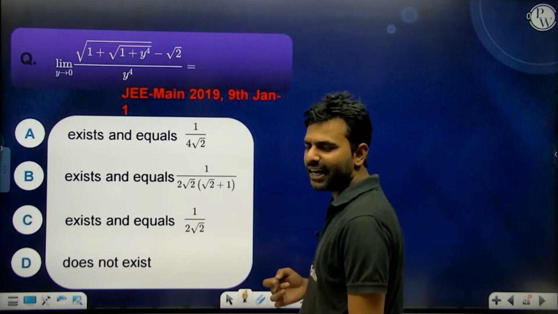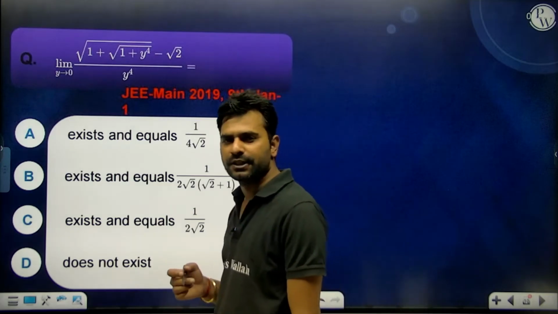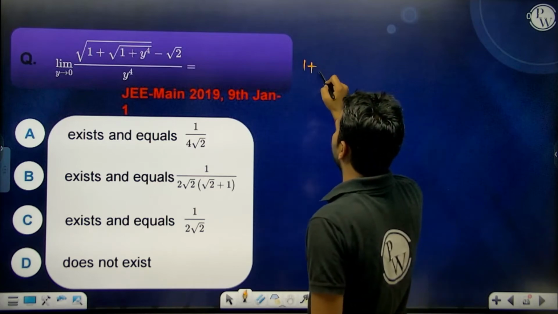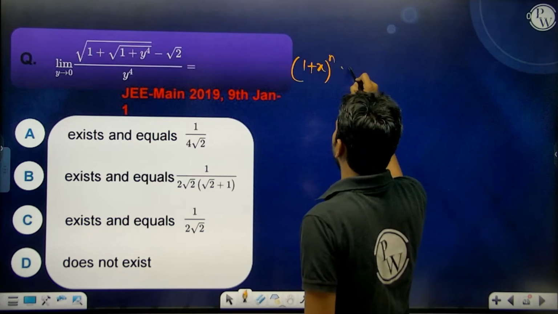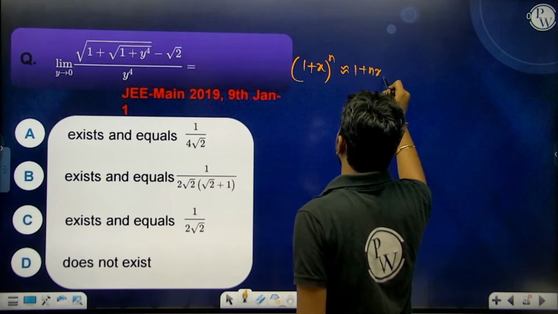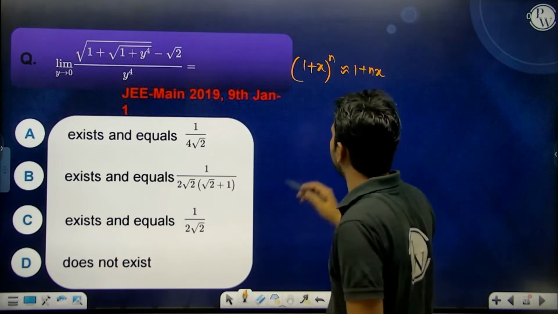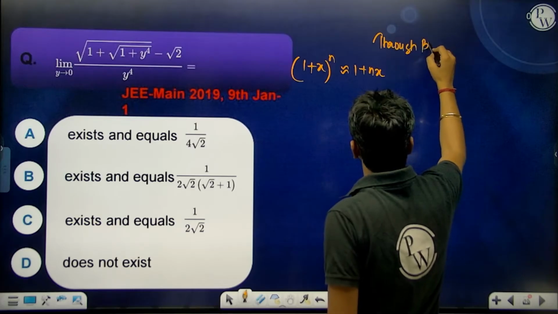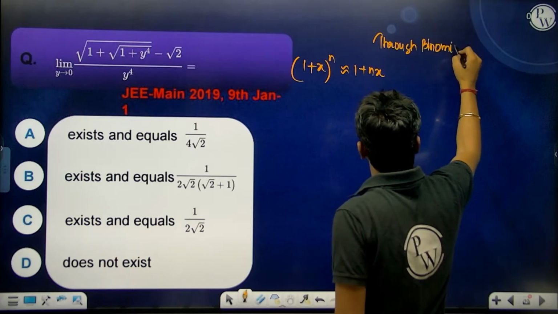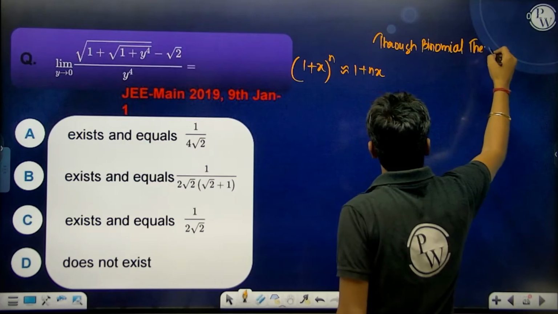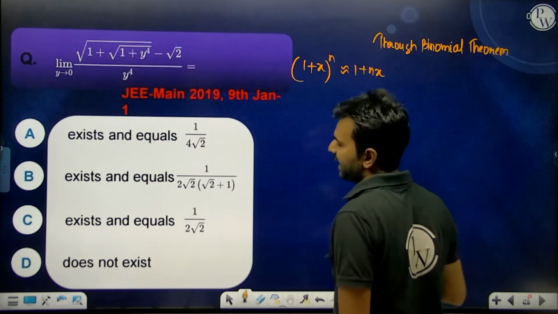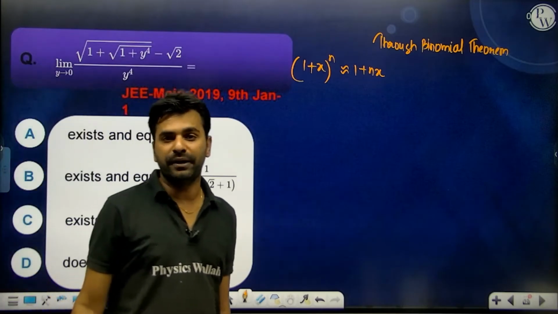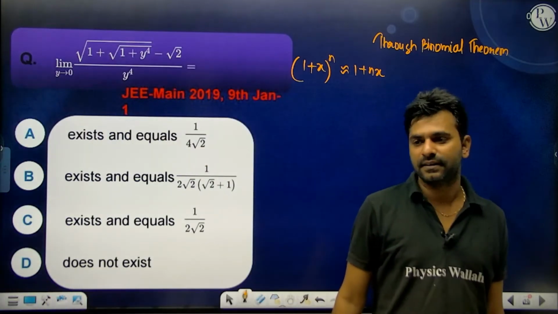We can solve it by rationalization. A lot of people who have already studied limits can feel this. But I would like to give you another method over here. (1 plus x) to the whole power n is roughly equal to 1 plus nx. You might have studied this thing in binomial theorem: 1 plus nx plus n(n minus 1)x squared by 2 plus n(n minus 1)(n minus 2)x cubed by 3 and so on like that.